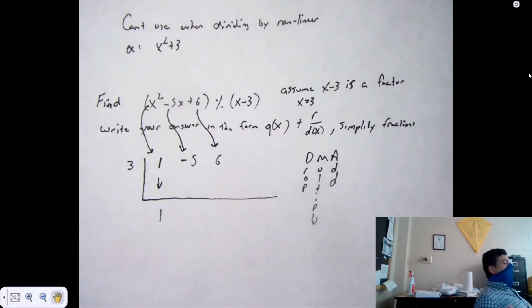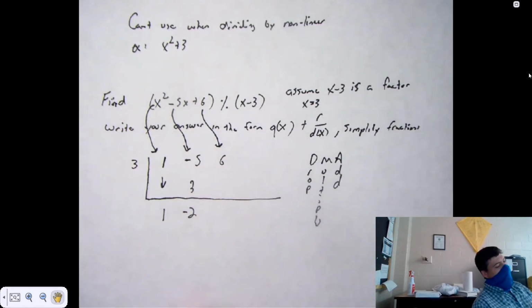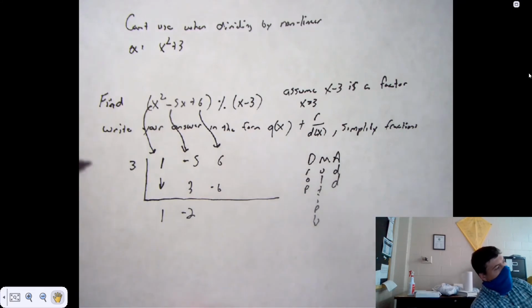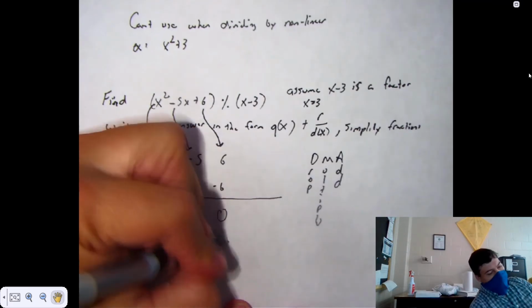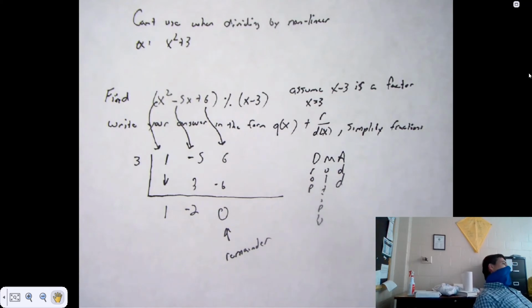3 times 1 is 3. And then you add: -2. And then you multiply: -6. And then you add. Ah, this is a nice example. This is my remainder. If you have a remainder of 0, what does that mean? It was actually a factor. You know, 2 goes into 4 2 times with a remainder of what? 0. So a 0 is telling us it's actually a factor.